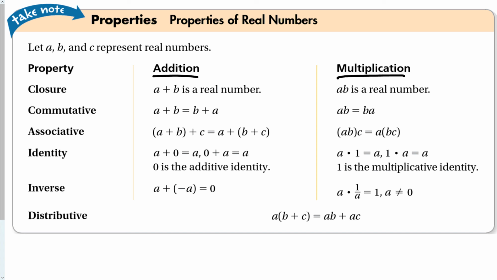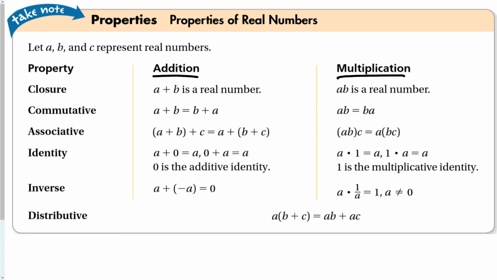You're probably thinking, what about subtraction and division? Subtraction is just addition with negative numbers. Division is just multiplication with fractions. Okay, so all these properties hold for subtraction and division if you use them the right way. Okay, so first, closure. Closure is very simple.